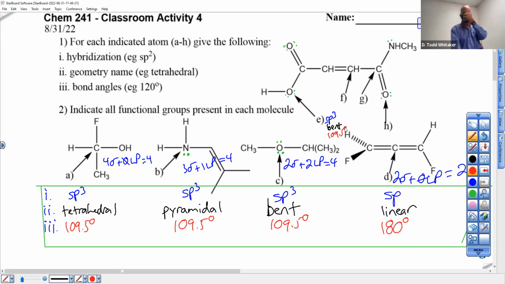F. For F, you've got to be careful counting those sigma bonds. It has a sigma bond to the left. Only one of those two bonds is a sigma, right? It has a sigma bond to the carbon to the right. It also has a sigma bond to the H. The H is not in between the carbons. You know better than that, right? It's a sigma bond to the H. So that's three sigma bonds. To the H, to the C, and one of those is a sigma. And no lone pairs. 3 sigma plus 0 LP.